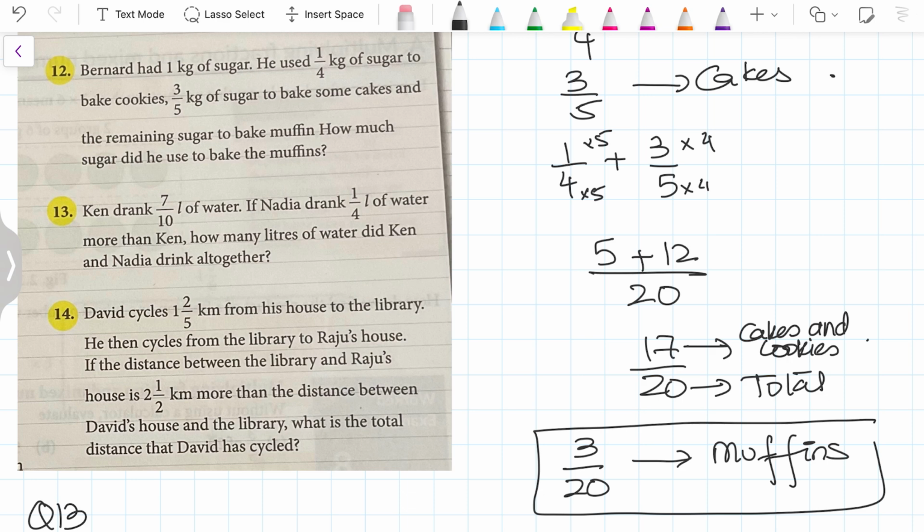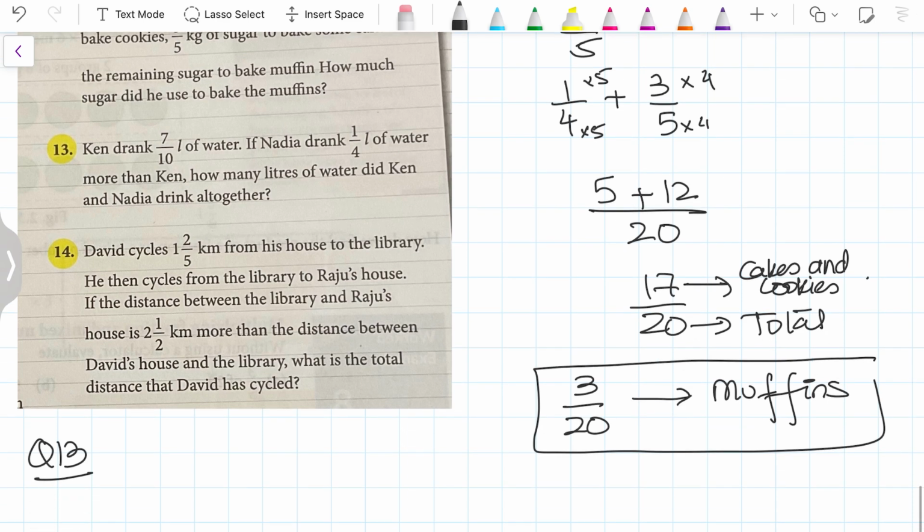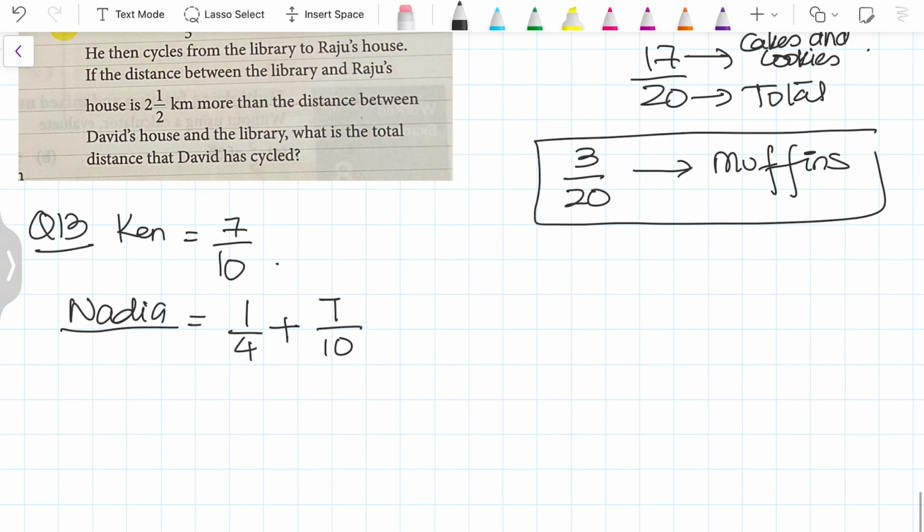Question number 13. Ken drank 7/10 liter of water. Nadia drank 1/4 liter more than Ken. So Ken is drinking 7/10. Nadia is drinking 1/4 more than Ken, and Ken's is 7 upon 10. This is more than Ken.